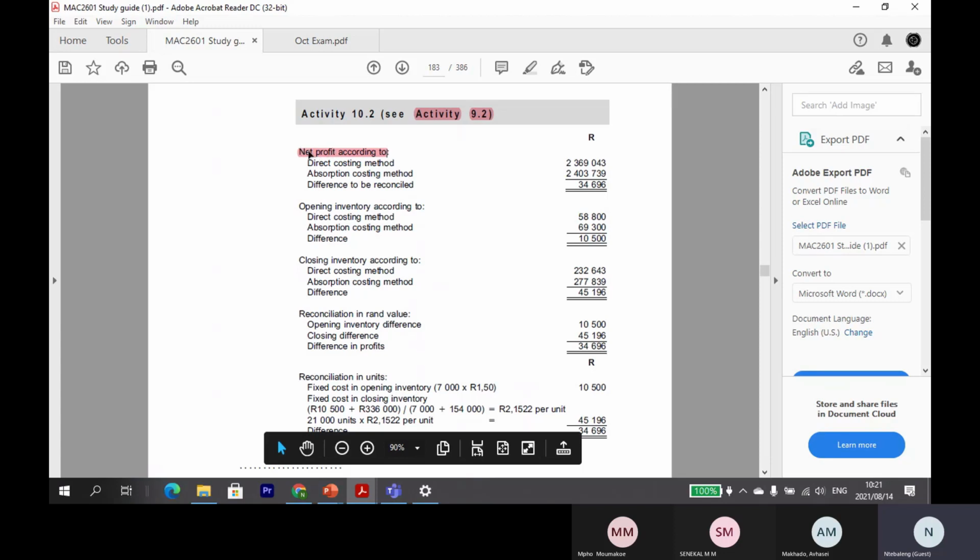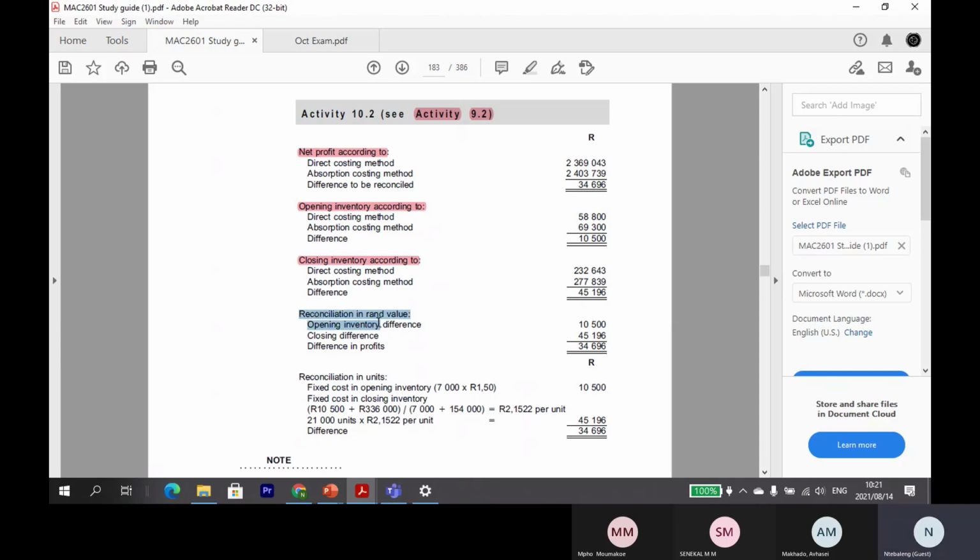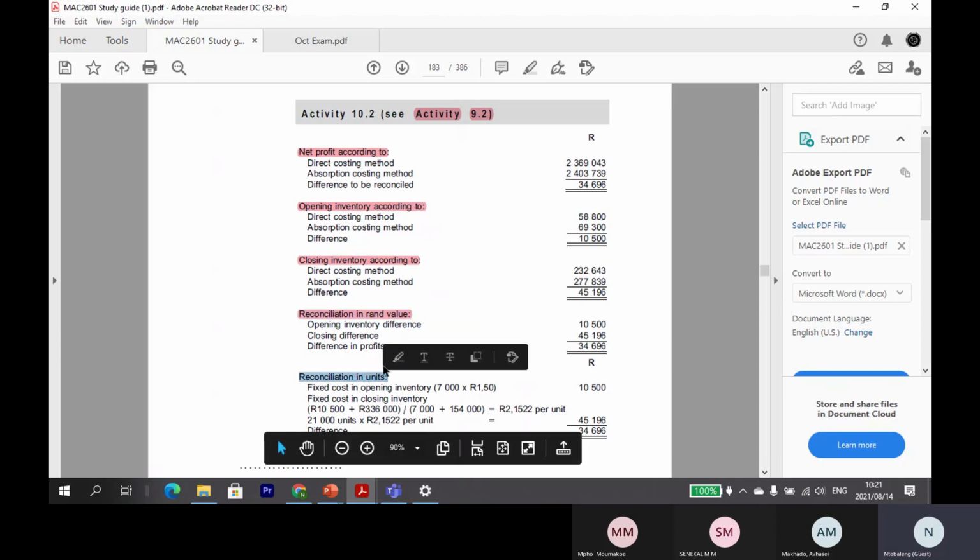Here it is. You would have your net profit according to direct and absorption, and then you put a difference. Then number two, I must have my opening inventory according to the two methods. Then I must have my closing inventory according to the costing method. Then I must have my recon. I must be able to do a recon in rand value and a recon in units.